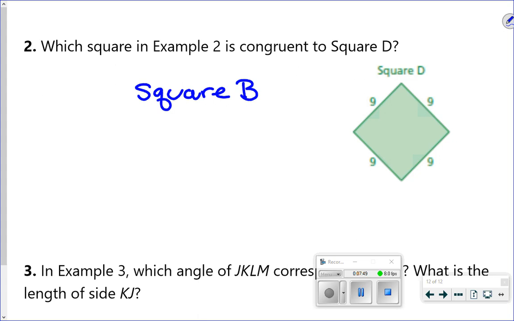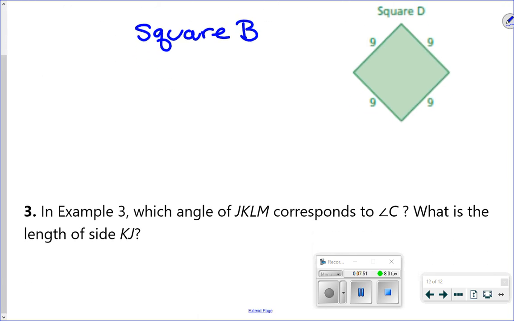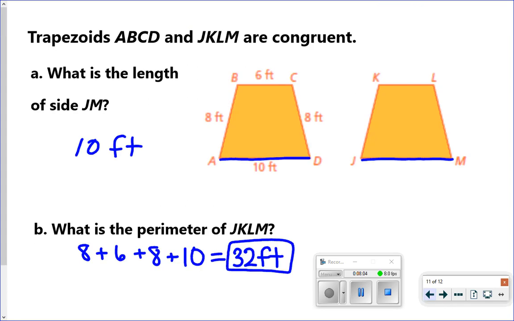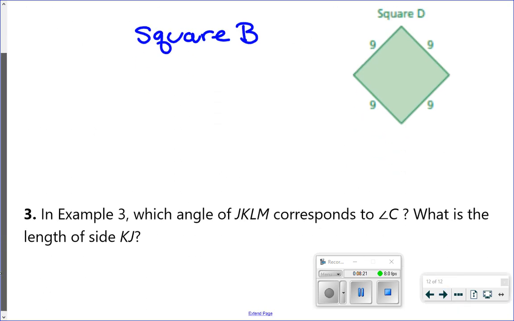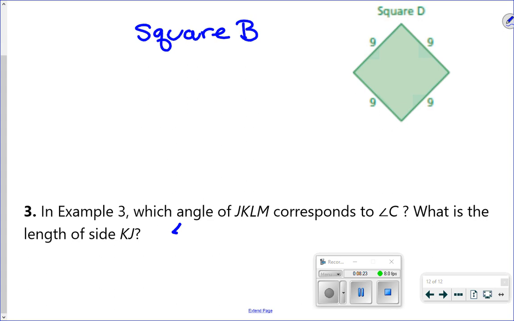And then for number 3 here, it says in example 3, which angles of JKLM correspond to angle C? And what is the side length of KJ? So which angle of JKLM corresponds to C? If I go back here for a moment, JKLM, C is the third letter that is in our shape here, ABC. And so JKL, that's our third letter there. So that tells us that C and L are corresponding angles. So over here, I'm going to write angle L.